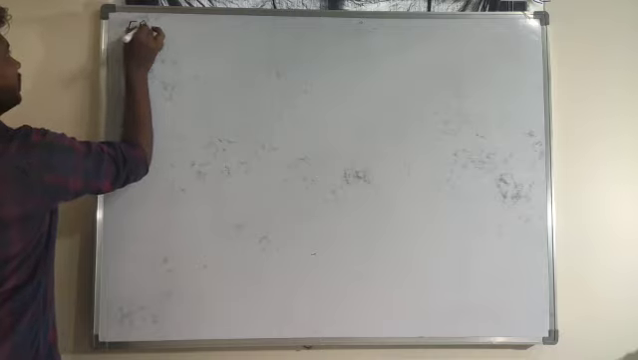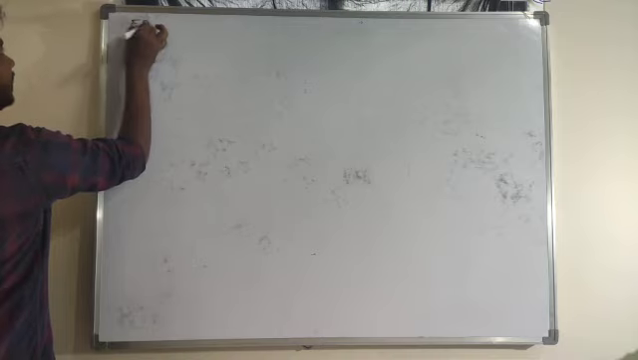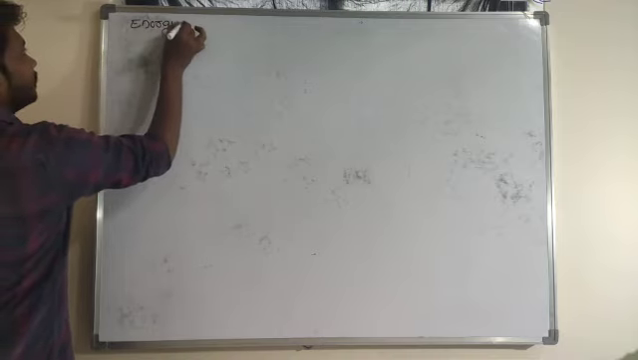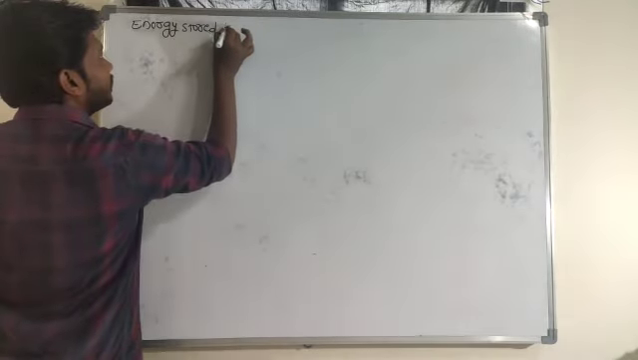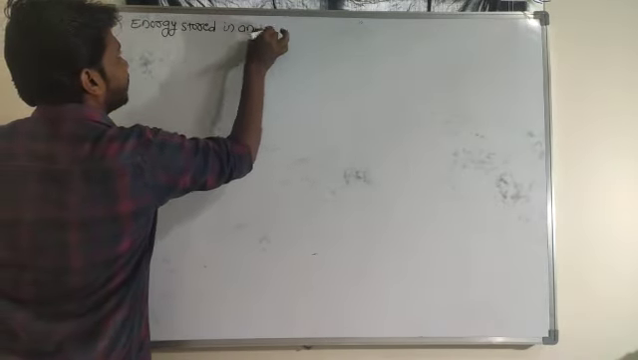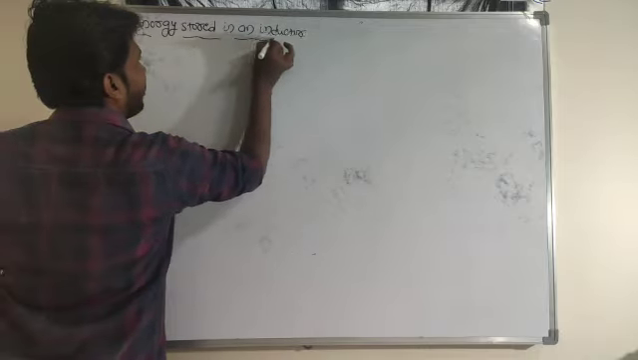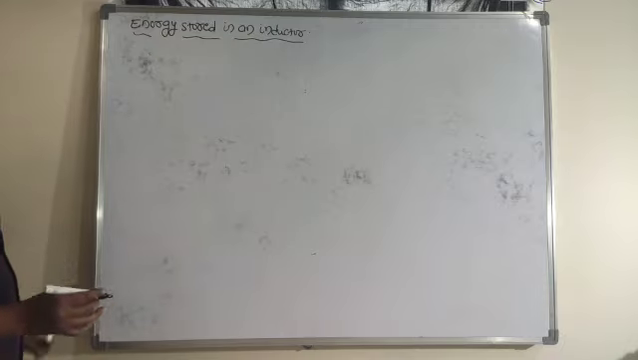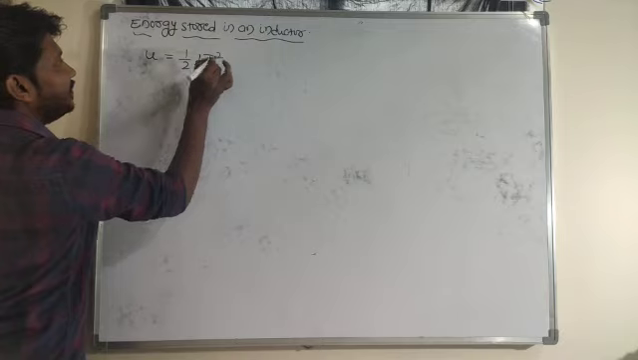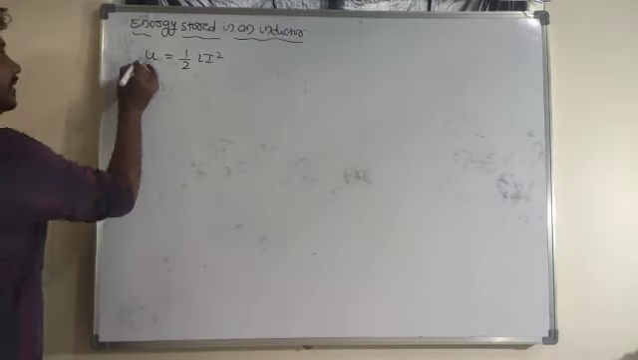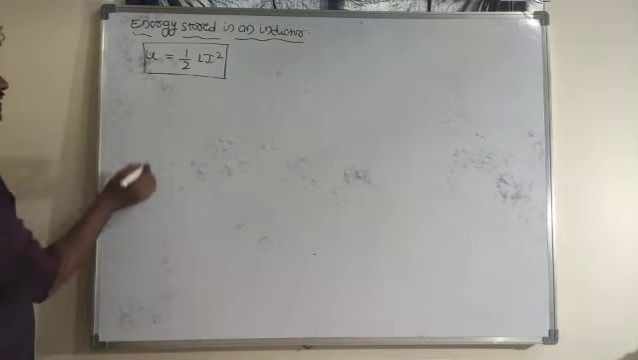So let me extend the topic related to energy stored in an inductor. I got that expression, half of L into I squared. What is that expression here? U is equal to half of L into I squared.